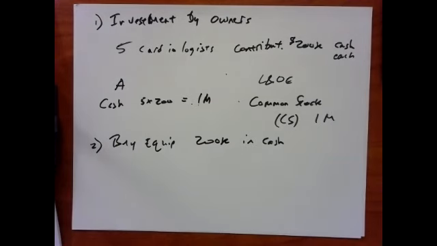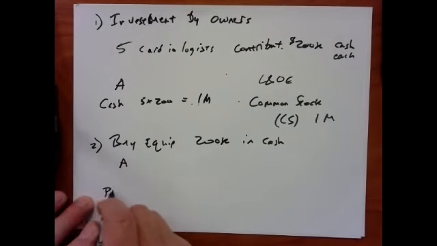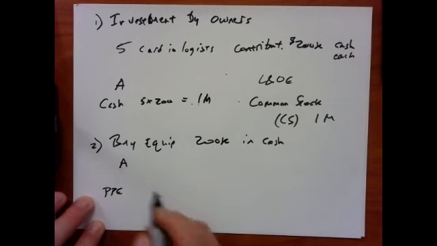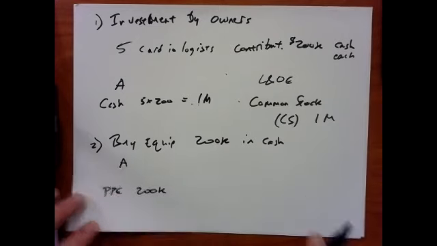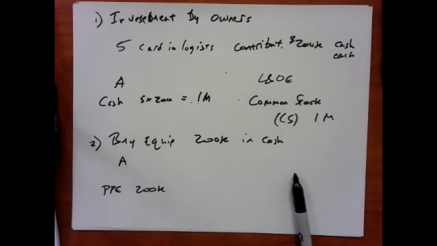So what happens? We're going to buy equipment. So on the asset side, I now have PPE of 200,000, right? Because I bought equipment. And I bought it with cash. So what else happens to my balance sheet? Depreciation will happen eventually, but at this point we've just bought it, so there's no depreciation yet.